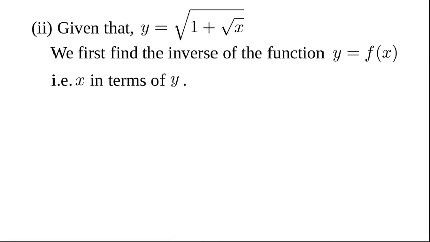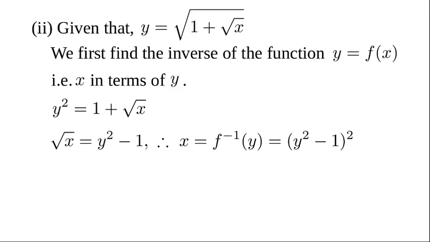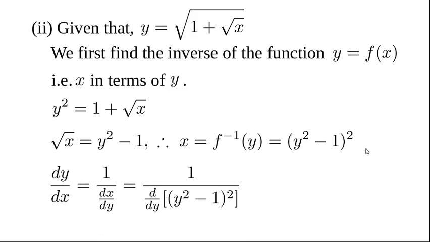Second example, we are given that y = root of 1 plus root x. Here also let us express x in terms of y. On squaring we get y square = 1 plus root x, and again square both sides. That gives you the value of x as f inverse of y = y square minus 1 whole square. So dy/dx is 1 upon dx/dy. So x is replaced by y square minus 1 whole square here, and this is the derivative of the composite function.